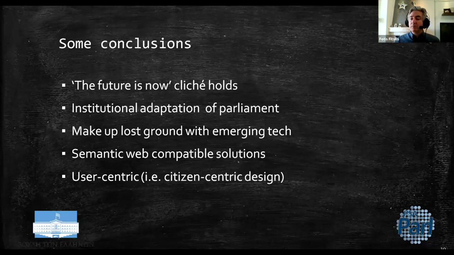A lot of ground has been lost by many parliaments in the world, but this is not as such bad at all, because emerging tech can help bridge the gap very quickly. What is very important is to make the solutions compatible to the semantic web, so that it is future-proof. And above all, the development, the design, and the implementation of such solutions and tools need to be citizen-centric. And ideally, citizens, as for instance within focus groups or such, need to be involved in their development.